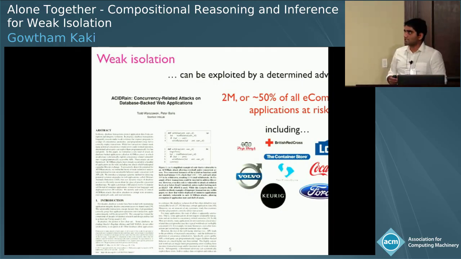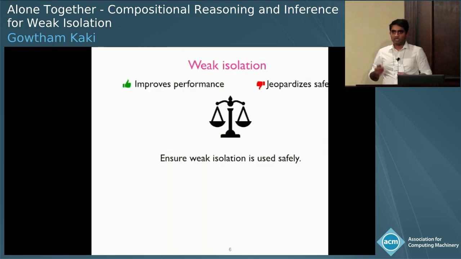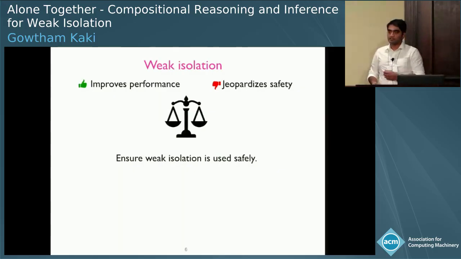A recent study published in SIGMOD looked at real-world applications and found that 2 million, or 50% of all e-commerce applications, are at risk of being compromised because of isolation bugs. These include big names such as Coca-Cola and Keurig and so on. Weak isolation, in summary, improves performance by eschewing the need for synchronization, but it does jeopardize safety.